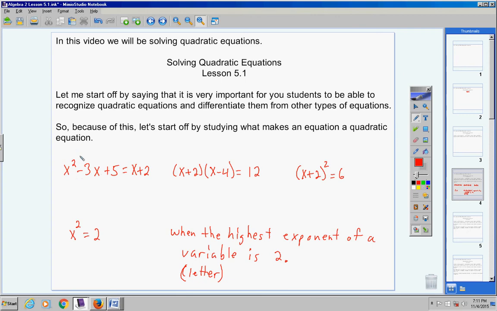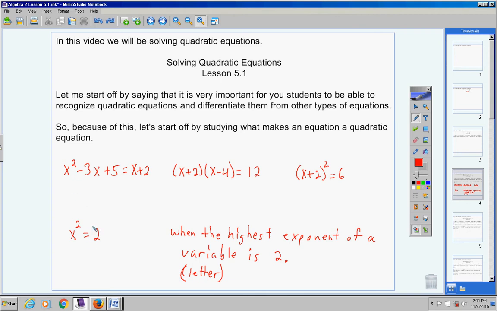Look at this x. It has a power of 2. And you say, Mr. Earhart, this x here has a power of 1. I know. And so does this one. Even though you can't see that, I know that. But that's okay. All that I have said is that your highest exponent has to be a 2. I didn't say you can't have less than 2. So this is a quadratic equation because your highest exponent of a variable is 2.